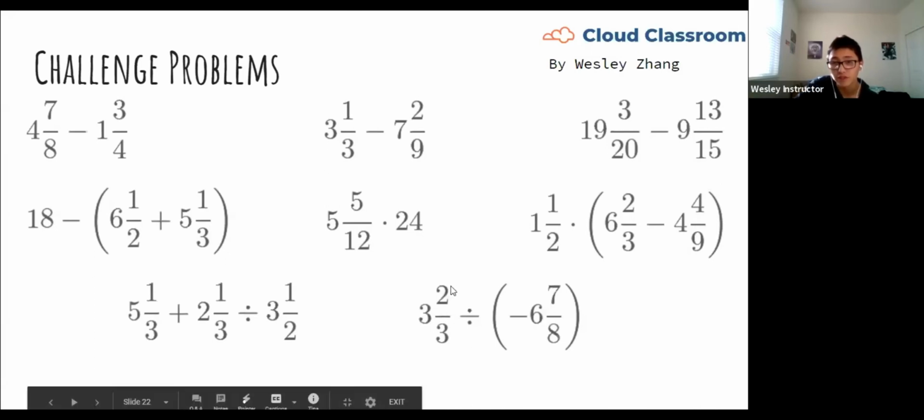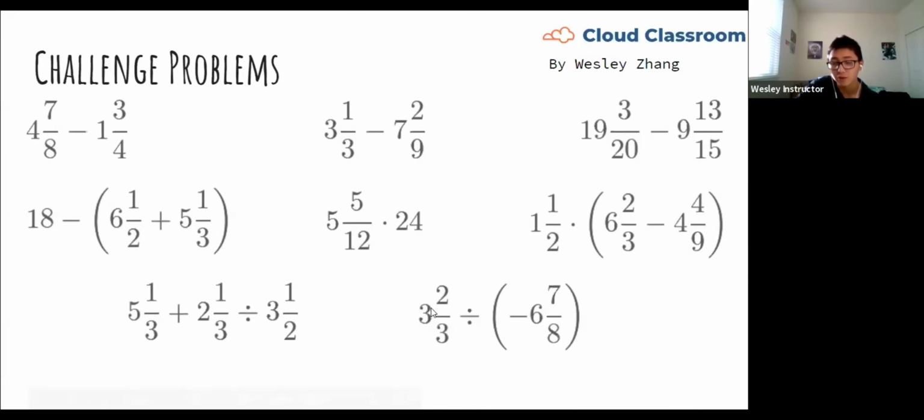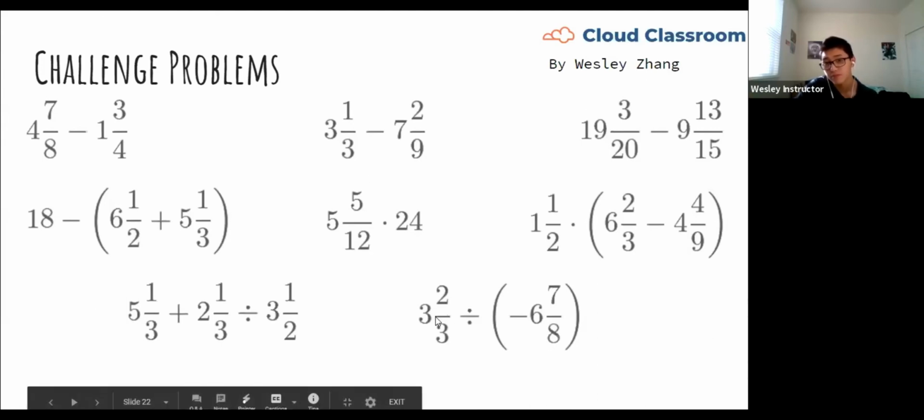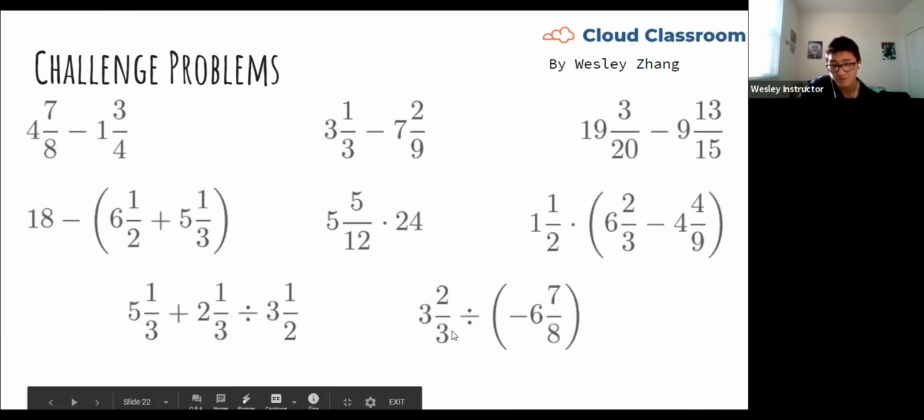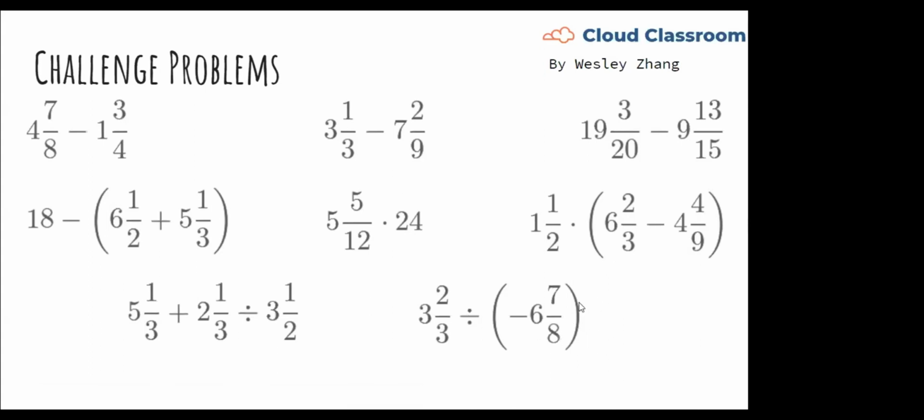And then 3 2/3, we multiply this by 3/3. So the whole number becomes 9/3. Then we add that to 2/3, and that becomes 11/3. So we divide that. So we have 11/3 divided by negative 55/8.